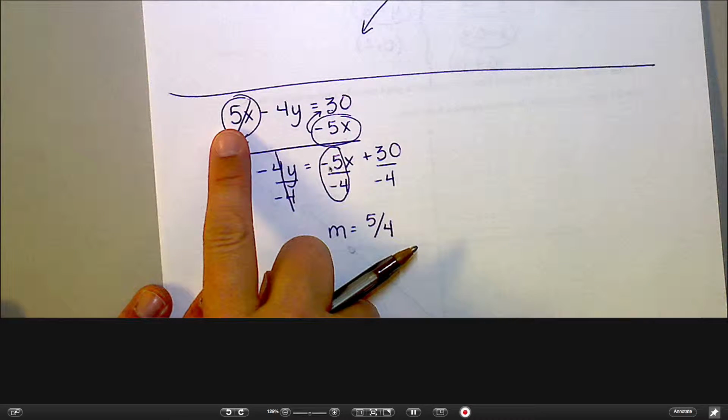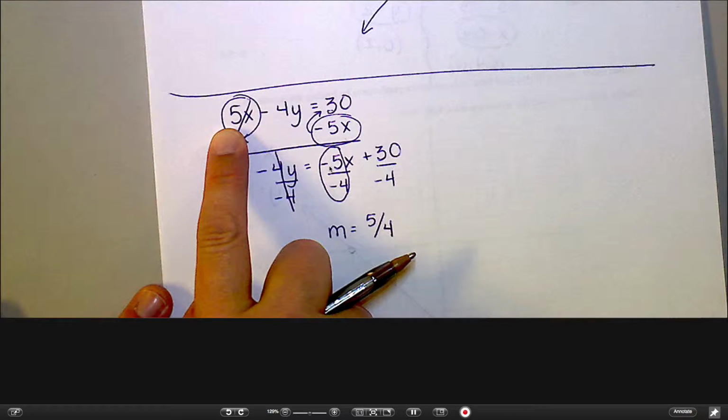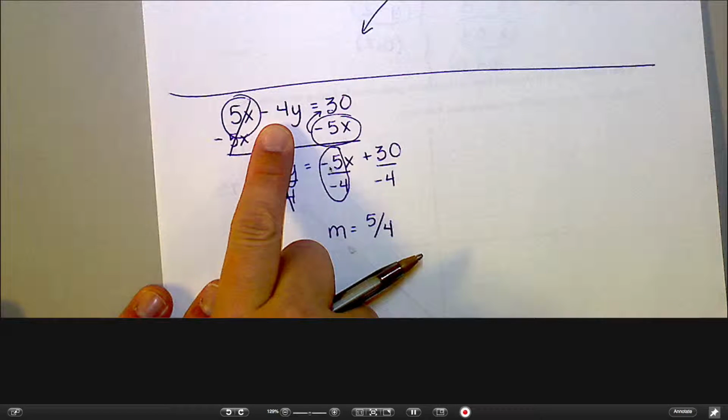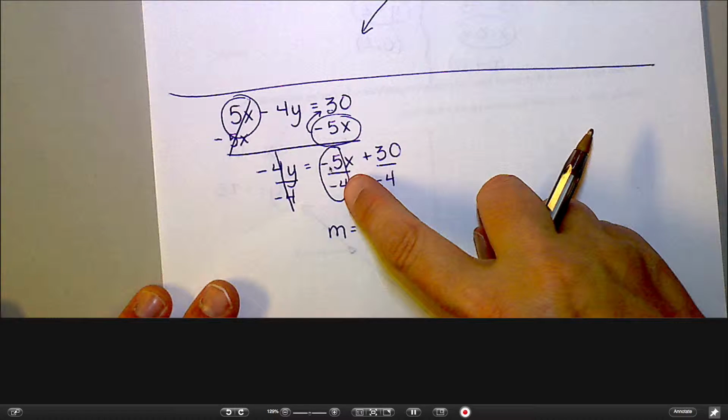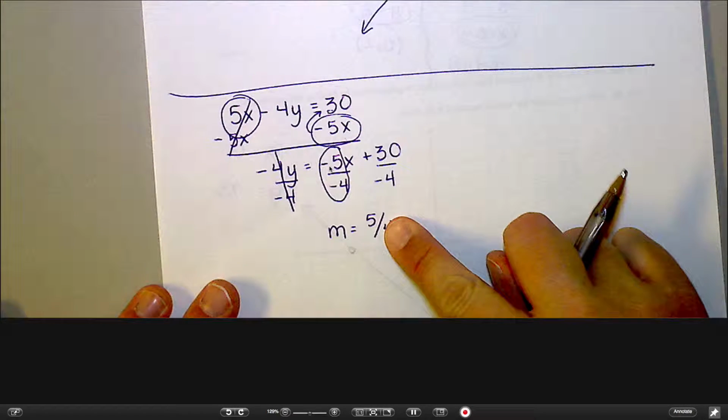You could just say, okay, I know that's going to become a negative 5, and it's going to end up getting divided by that negative 4. So it would be negative 5 over negative 4, which I know is going to reduce to 5 over 4.